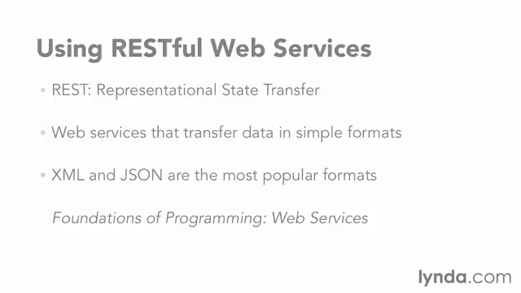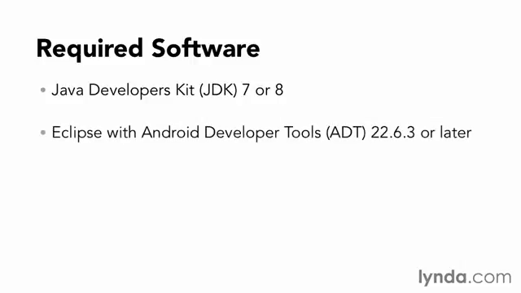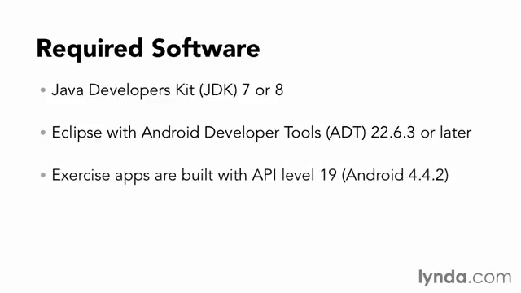To work through the demonstrations in this course, you'll need to install some software. You'll need the Java Developers Kit, or JDK. Either version 7 or version 8 will do. You won't be able to use Java 6 because some of the code uses syntax that was introduced in Java 7. This course uses Eclipse with the Android Developer Tools, or ADT. You'll need version 22.6.3 or later. And the applications are all built with API Level 19, or Android 4.4.2, KitKat.